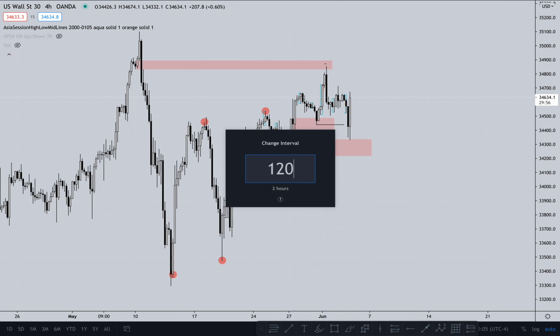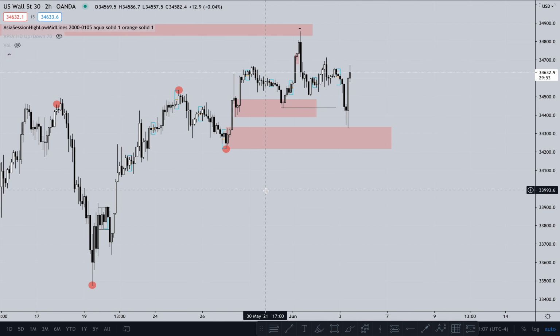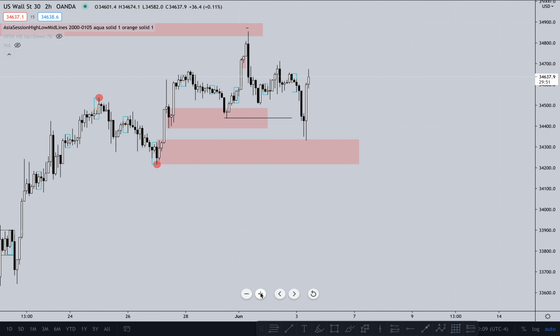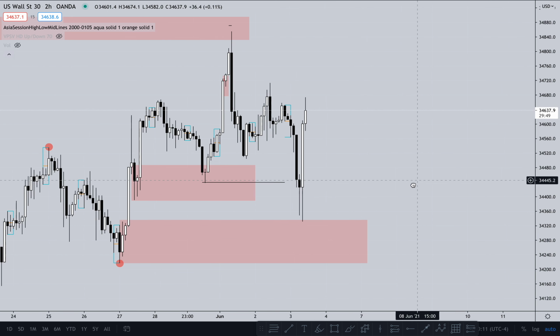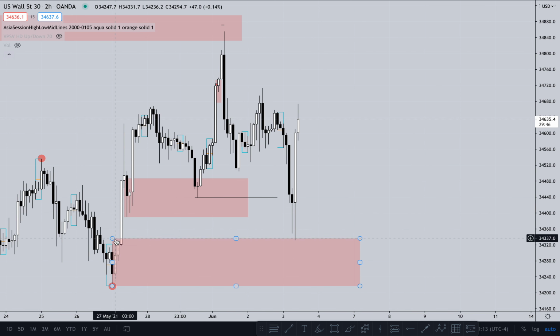So let's see on H2 what we have there. Then on H2, what I see, remember all this zone here is the H4 zone. So I want to find out where exactly the market is going to buy.